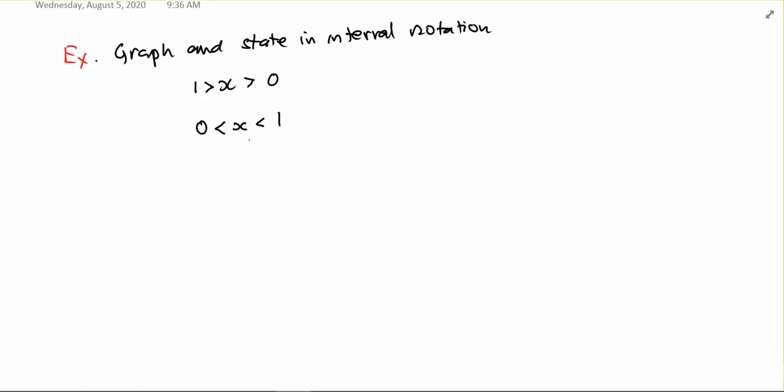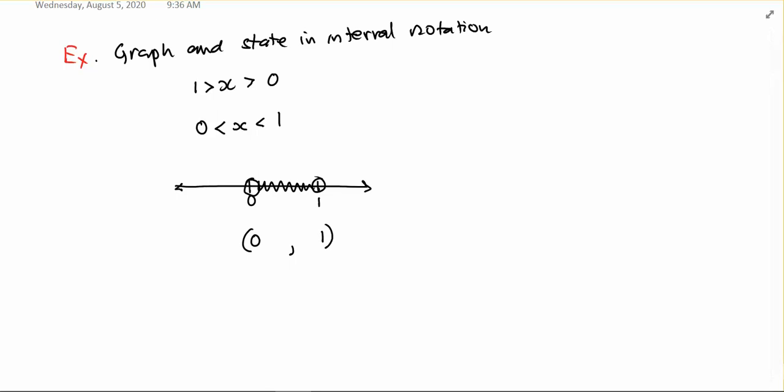Now, what does this mean? Let's graph this. Here is 0, here is 1. They're both open, and then we shade in. And they want interval notation as well. So left end is 0, right end is 1, and both would have parentheses.